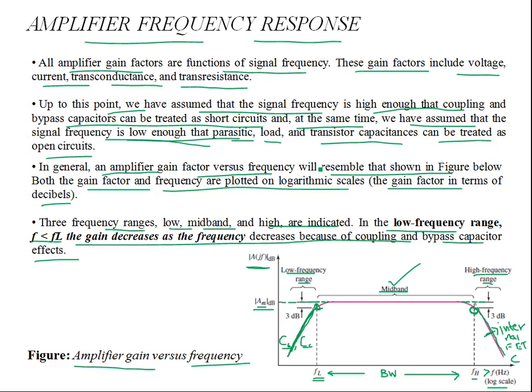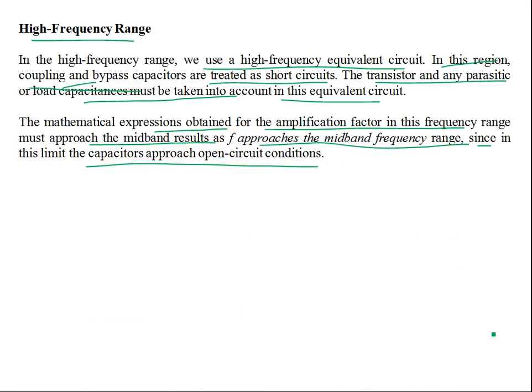So if you are around fH, again 3 dB below your mid-band gain, then in this range your stray capacitances and your transistor capacitances should be considered as open circuits. So in all the mathematical expressions, transfer functions, for example frequency responses, as the frequency is around fH, the stray capacitances and transistor capacitances should be excluded. Their effect should be excluded.